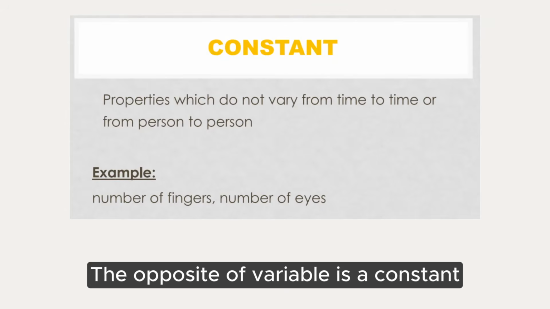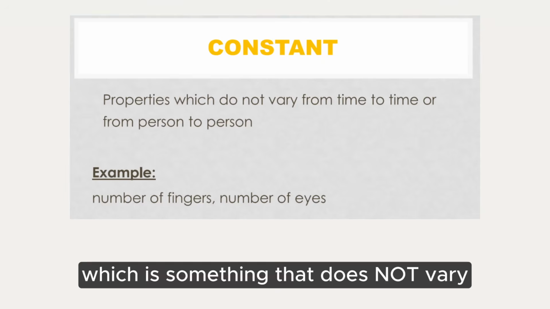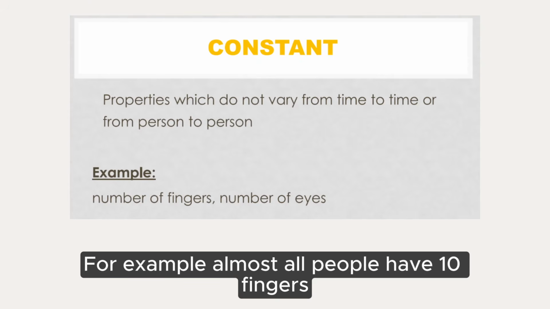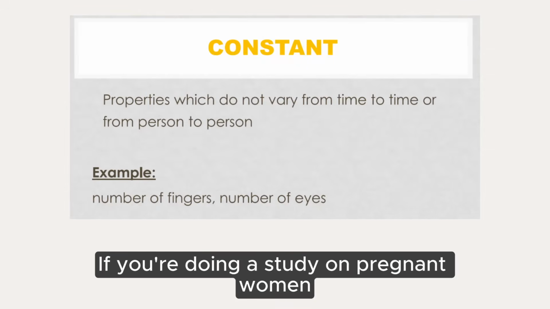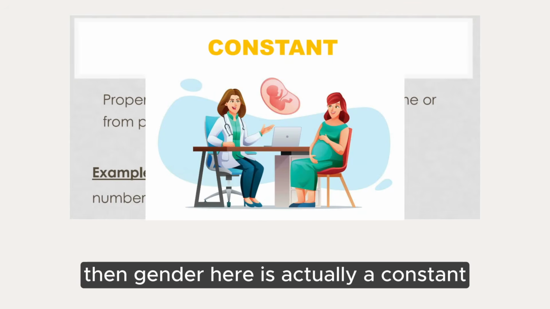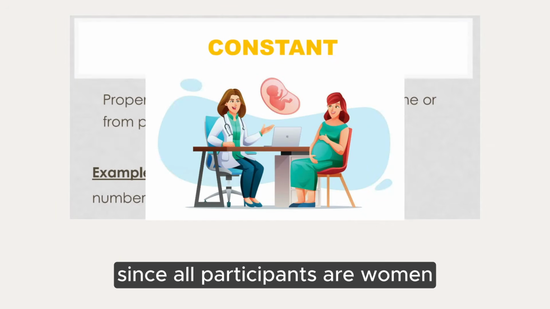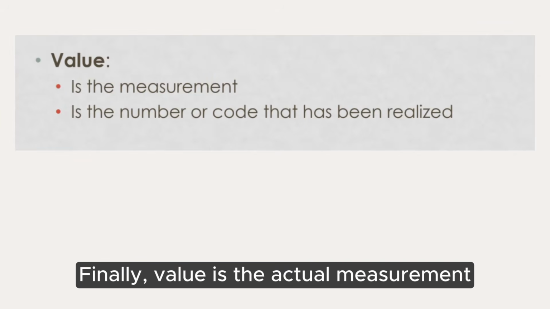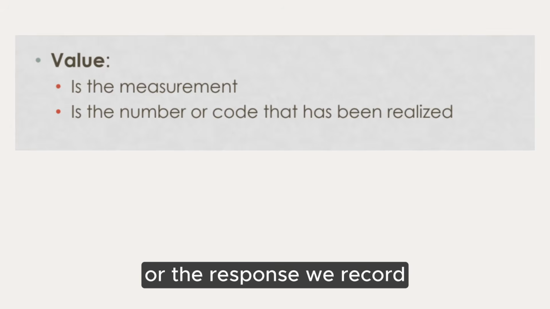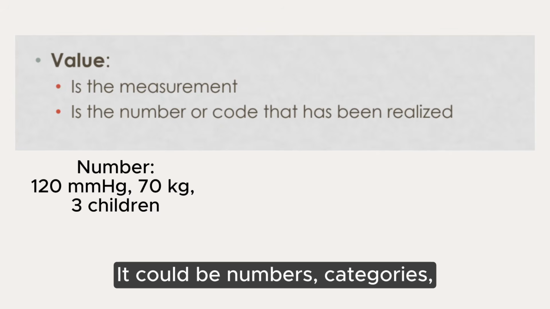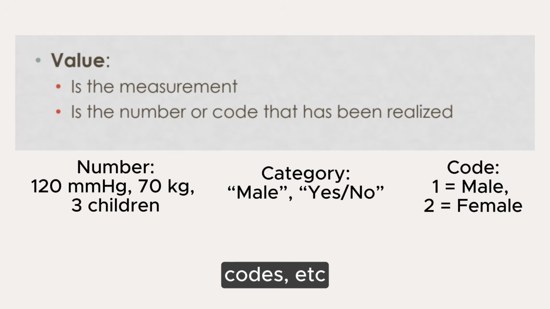The opposite of variable is a constant, which is something that does not vary. For example, almost all people have 10 fingers. If you're doing a study on pregnant women, then gender here is actually a constant, since all participants are women. Finally, value is the actual measurement or the response we record. It could be numbers, categories, codes, etc.